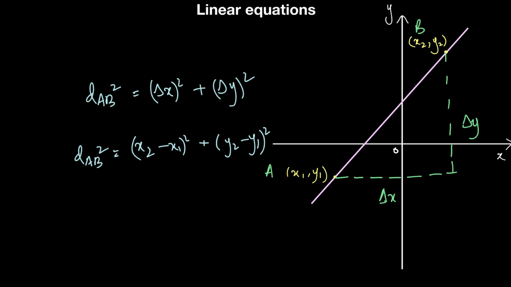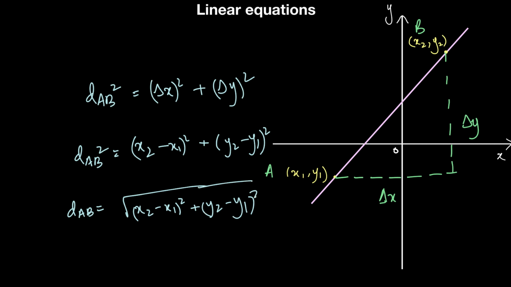Now, to find the distance AB, all I have to do is take the square root of these values, which is the square root of x2 minus x1, the whole thing squared, plus y2 minus y1, the whole thing squared. So if I have any two given points, x2 comma y2 and x1 comma y1, the distance between those 2 points, or the length of the line segment that connects these 2 points, is simply this.